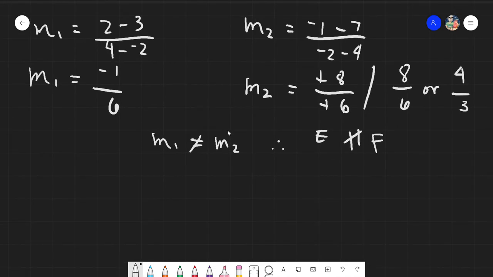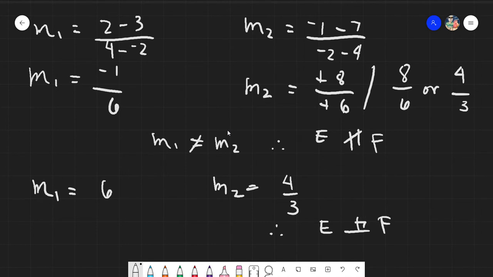So when it comes to perpendicular, what we need to do is check the negative reciprocal of m sub 1, which is negative 1 over 6. Getting the reciprocal of that would give you positive 6. So is positive 6 equal to m sub 2? But we know that m sub 2 is equal to 4 over 3. Therefore, they are still not equal. They are not negative reciprocals. Therefore, we can say that E is not perpendicular to F, because again, they are not negative reciprocals.